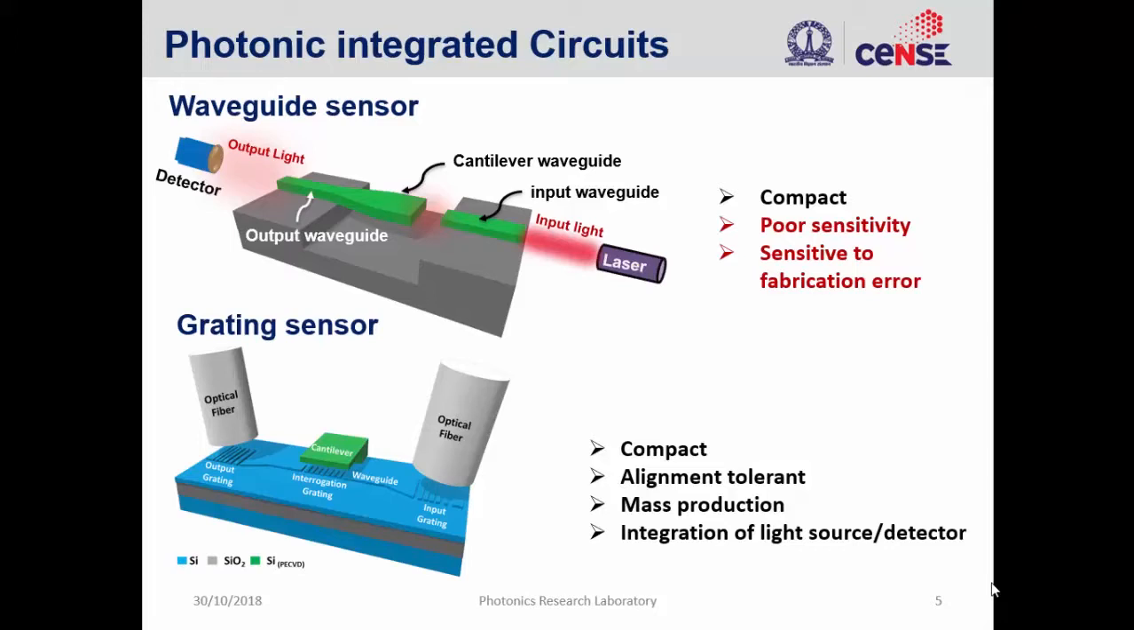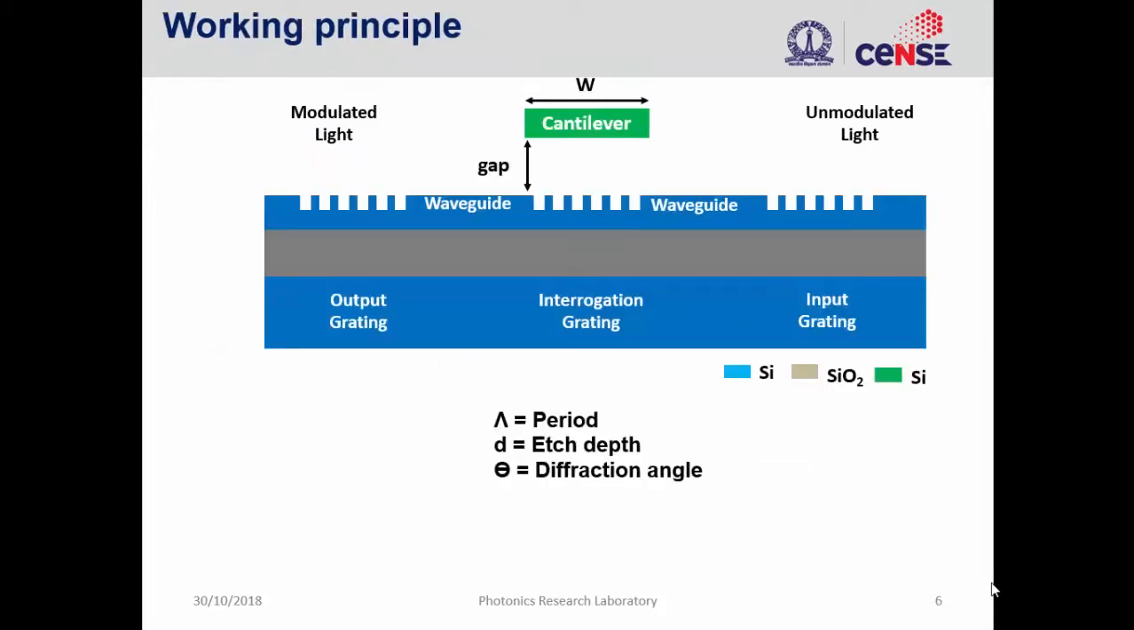It works on the principle of interference, where the advantage compared to conventional techniques is that it's alignment free and compact. Both the cantilever and the interaction grating can be defined lithographically, and in principle, we can integrate both the light source and detectors as well. Going to the working principle, we have input and output gratings which are used to couple light into and out of the chip. The waveguide is used to guide light through the circuit, and we have the interaction grating to couple out light and sense the vibration.